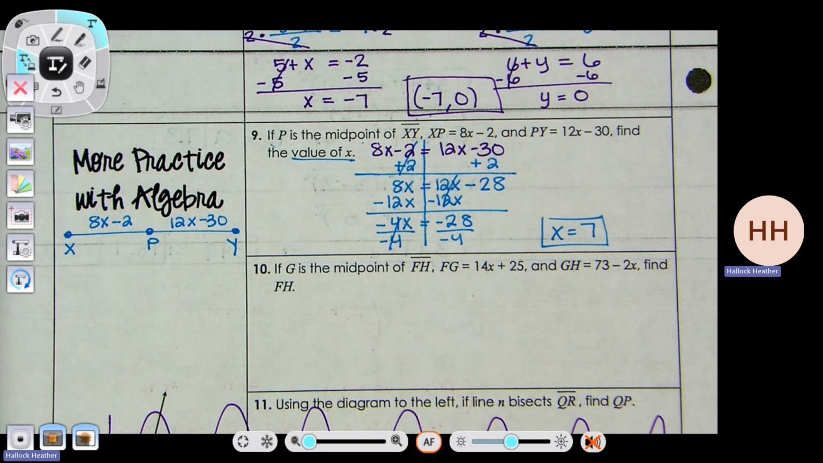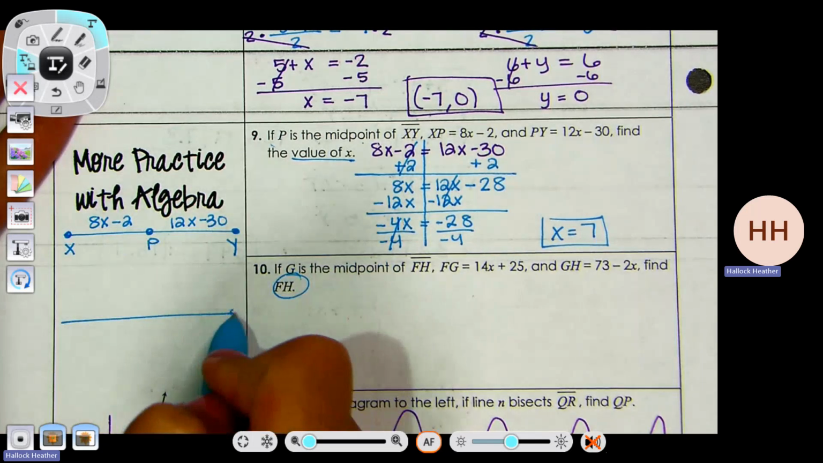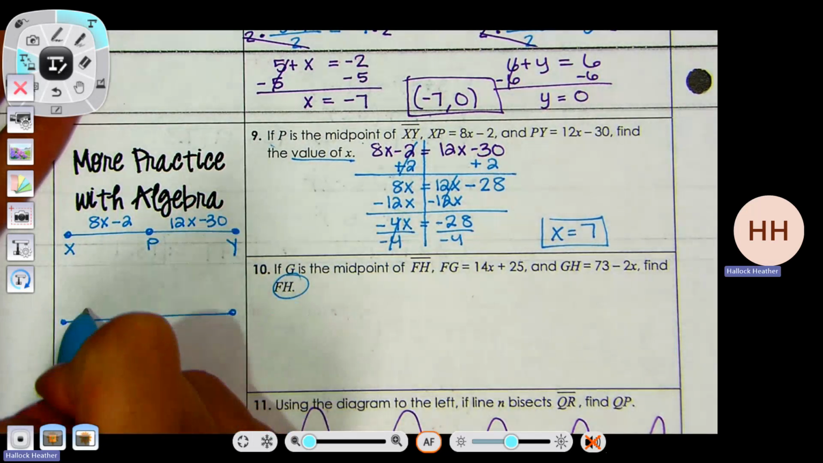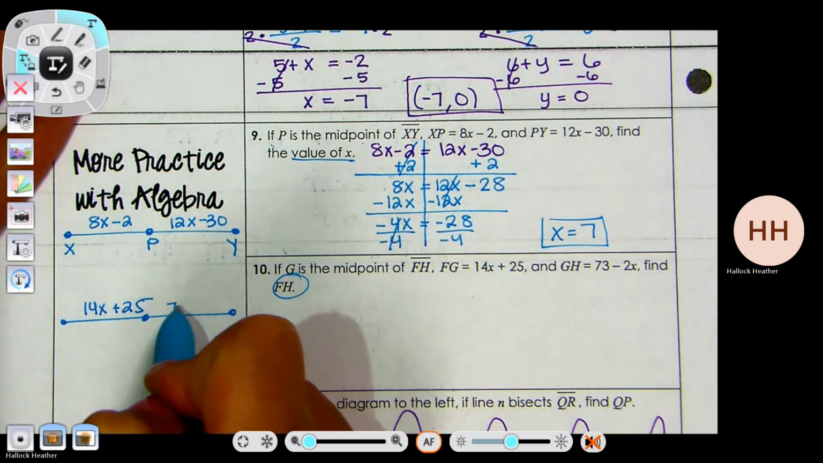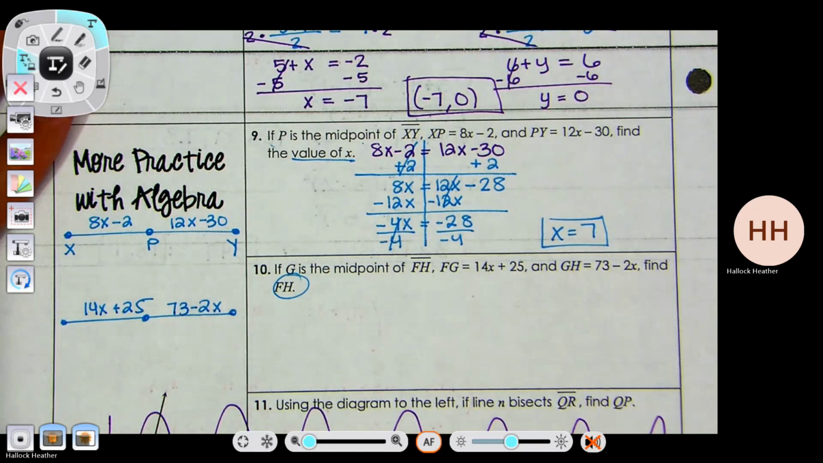So what do you end up getting for 10? What do you get for the X value for 10? 3. So you should get X equals 3, and you have to find FH, which is the whole thing. Okay, so what do you have to do? Plug it into one of them? And then is that the answer?